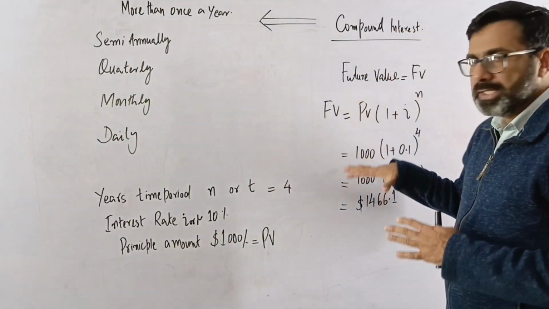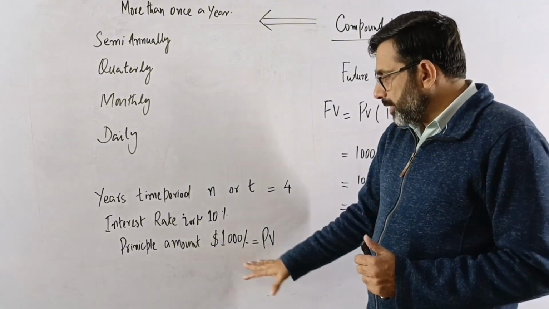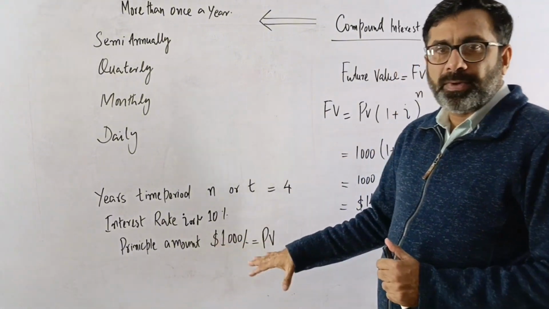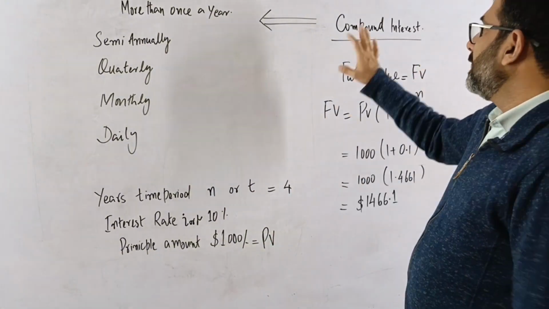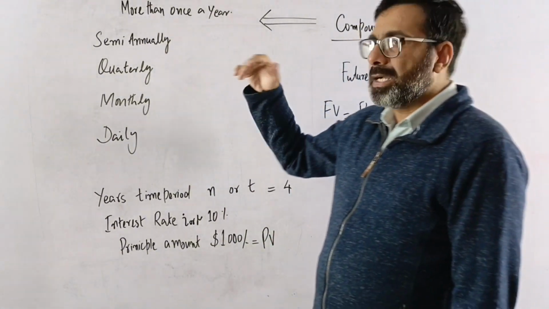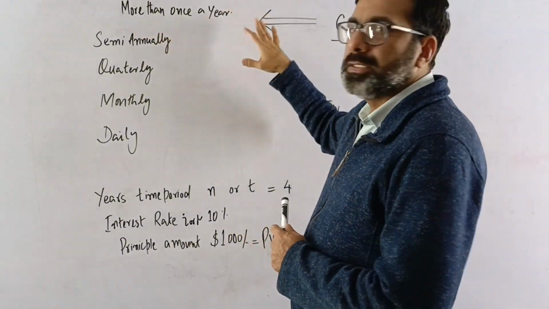So all these calculations are based on the annual rate of interest, and the present value or principal amount which you are investing is 1000. But there's a possibility that the compound interest is not compounded annually. It may be more than once a year.